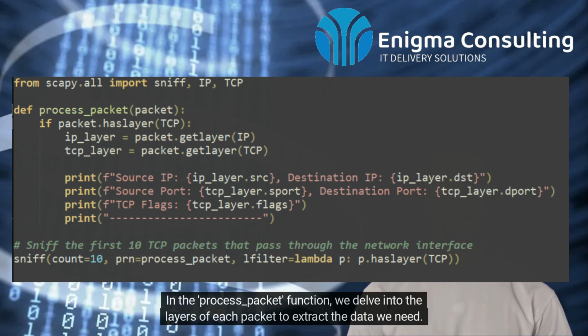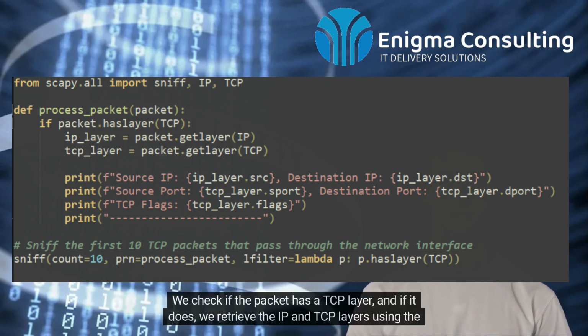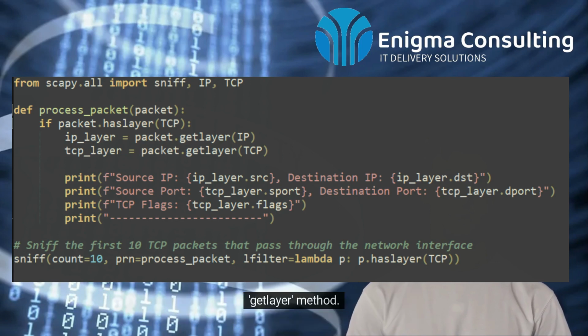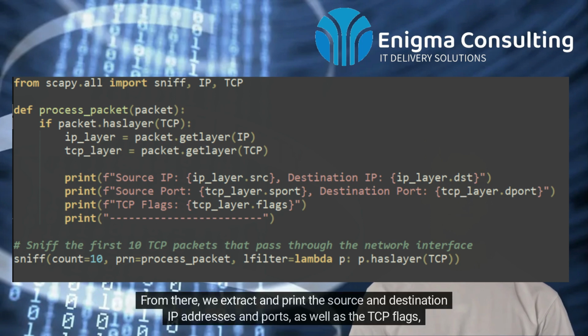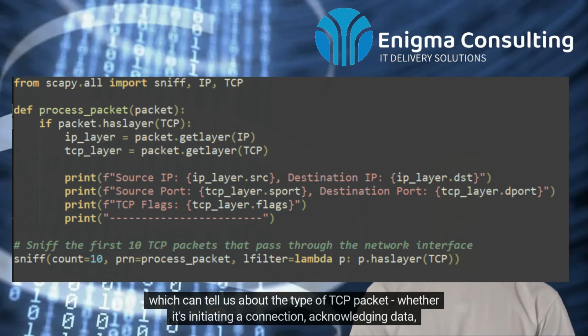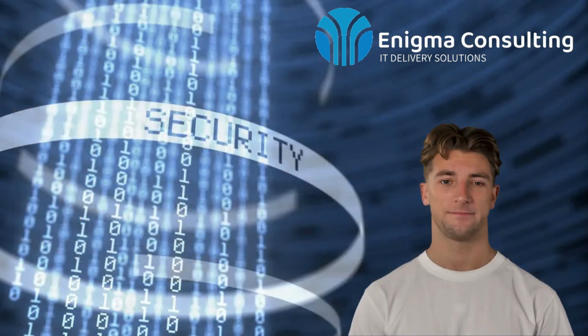In the process_packet function, we delve into the layers of each packet to extract the data we need. We check if the packet has a TCP layer, and if it does, we retrieve the IP and TCP layers using the getlayer method. From there, we extract and print the source and destination IP addresses and ports, as well as the TCP flags, which can tell us about the type of TCP packet, whether it's initiating a connection, acknowledging data, or closing a connection.